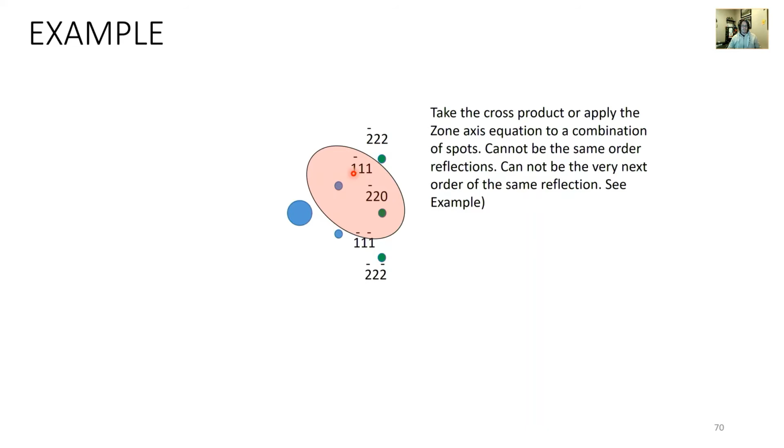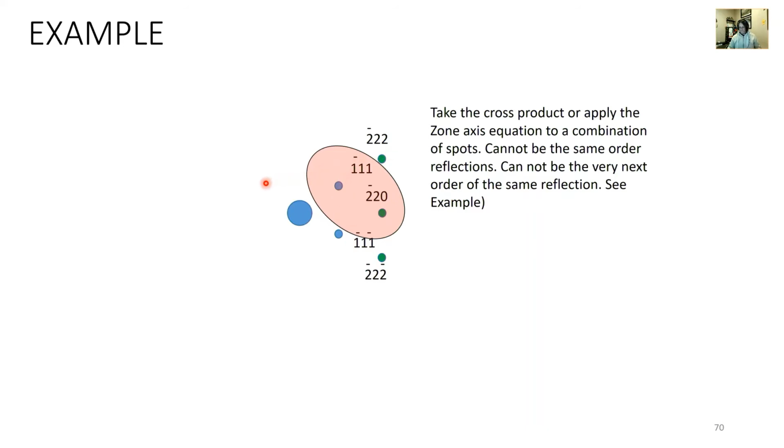Okay, so I can't use the very next reflection, and I can't use another one in the same order. So I can't use another 1, 1, 1 family to figure out the zone axis. If I pick this one, I can use this one and this one. So I can use a combination of these 3. But again, I can't use the same order. So I can't use another 1, 1, 1, and I can't use this -2, 2, 2.